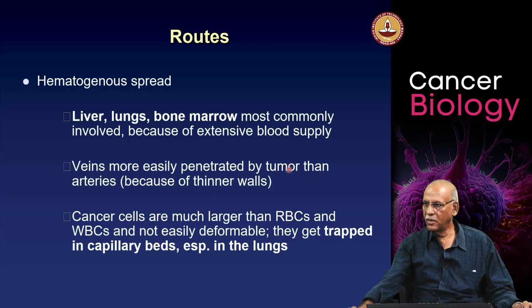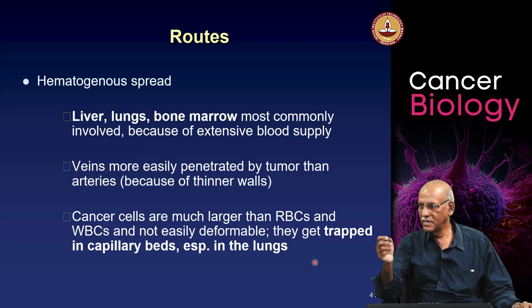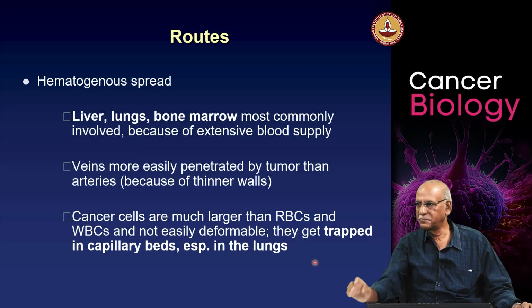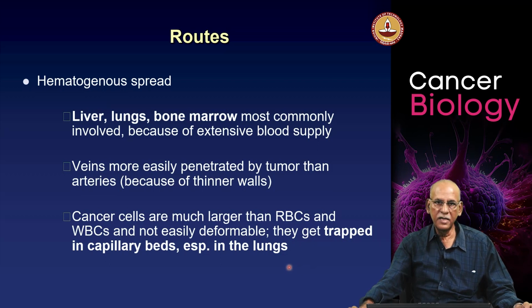Cancer cells are larger than the red blood cells and white blood cells and not easily deformable. They get trapped in capillary beds, especially in the lungs. Because they are somewhat bigger cells and the capillaries are small vessels, they can get stuck compared to other normal cells. These are slightly bigger, and so they get stuck in small capillaries, especially in the lungs.